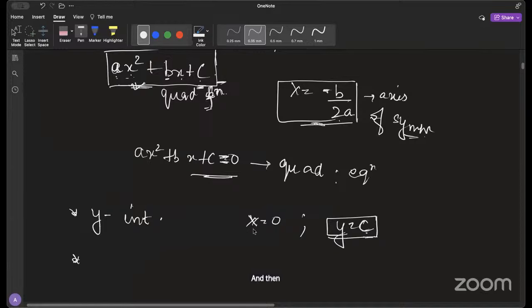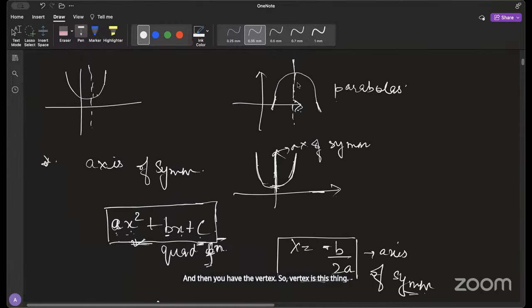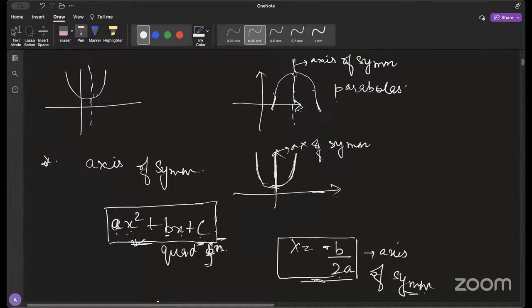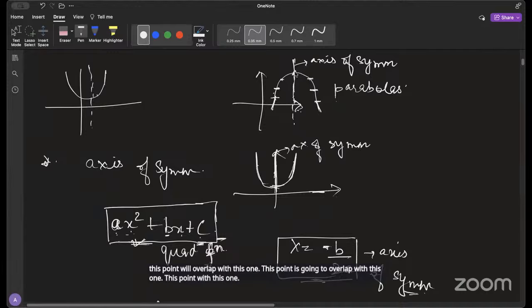And then you have the vertex. So vertex is this thing. Your axis of symmetry is the axis about which if you fold, then these two branches will overlap. That's your axis of symmetry. And your vertex is this point, this end point. If you look at this carefully, for each point, you have a point here. For this point, you have a point here, which it will overlap with when folded from here. So if you fold the paper from here, this point will overlap with this one, this point with this one. And this point is going to overlap with itself, right? It's not going to overlap with anything.